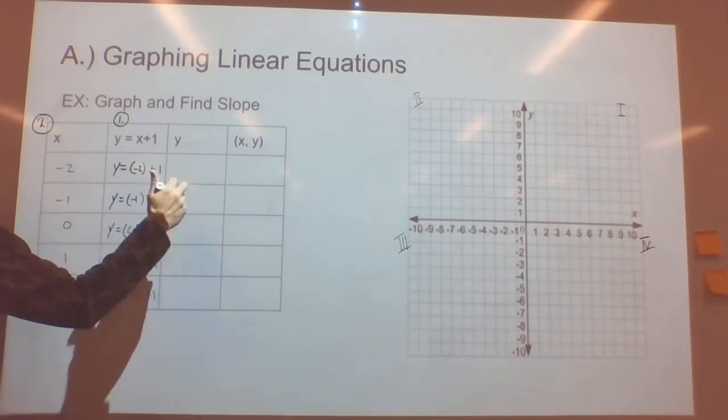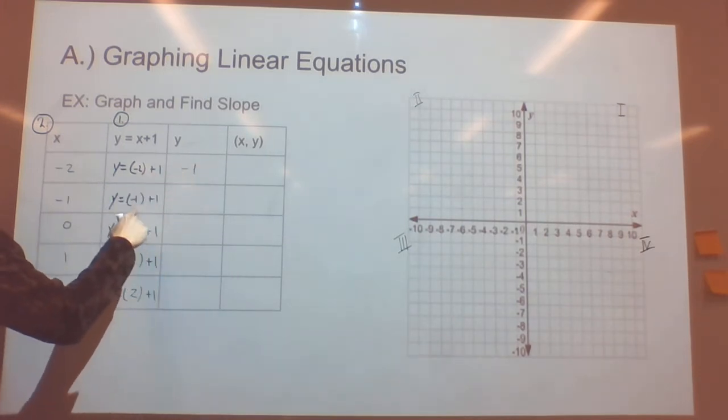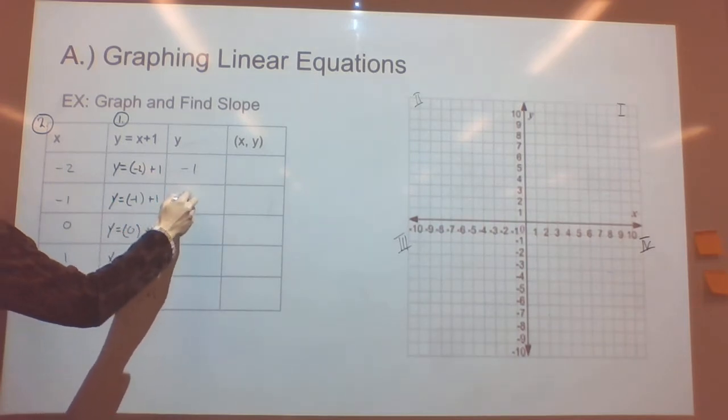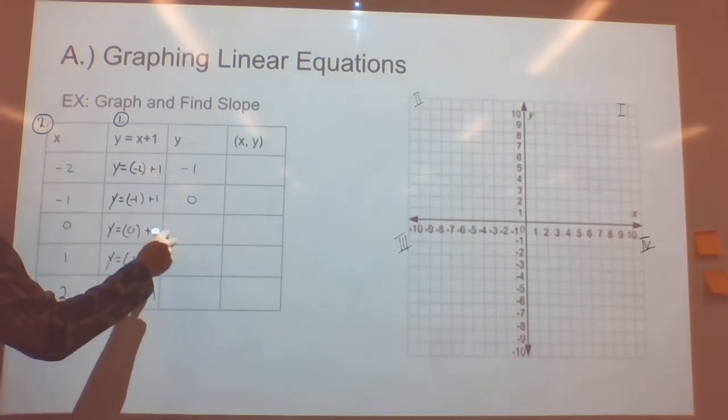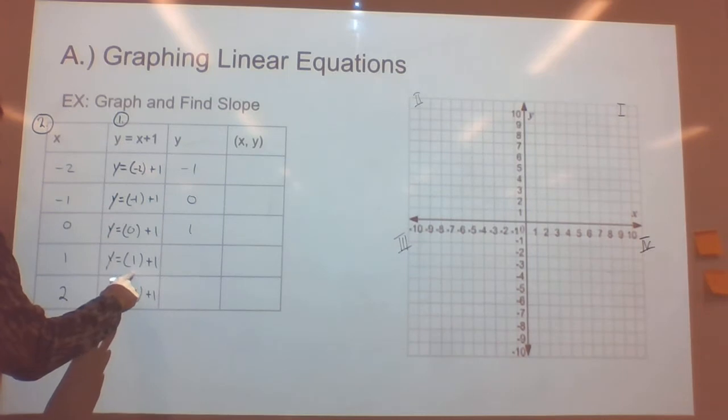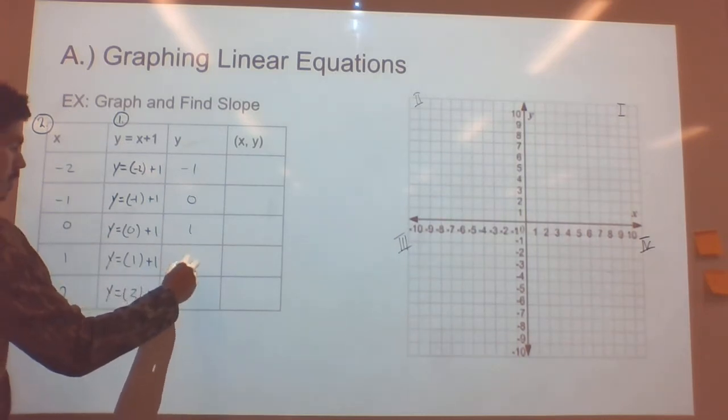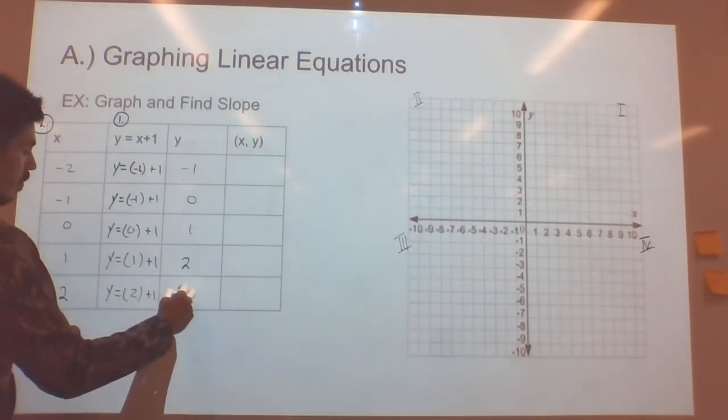So y equals x plus 1. What's -2 plus 1? That's -1. What's -1 plus 1? That's 0. What's 0 plus 1? That's 1. What's 1 plus 1? That's 2. What's 2 plus 1? That's 3.